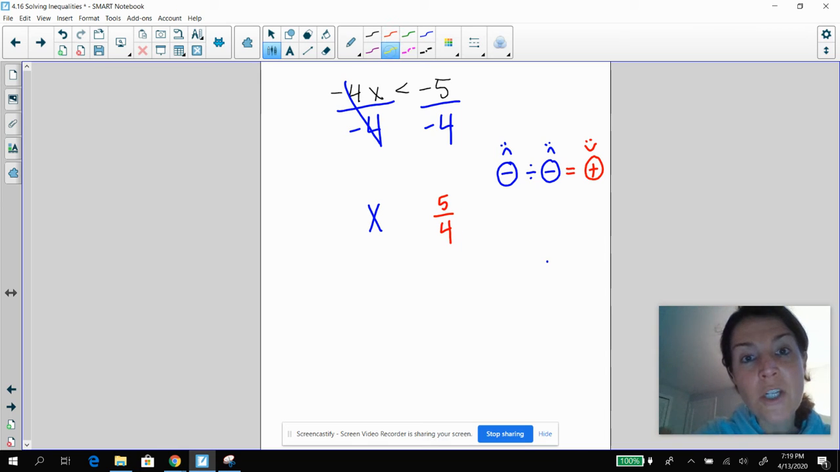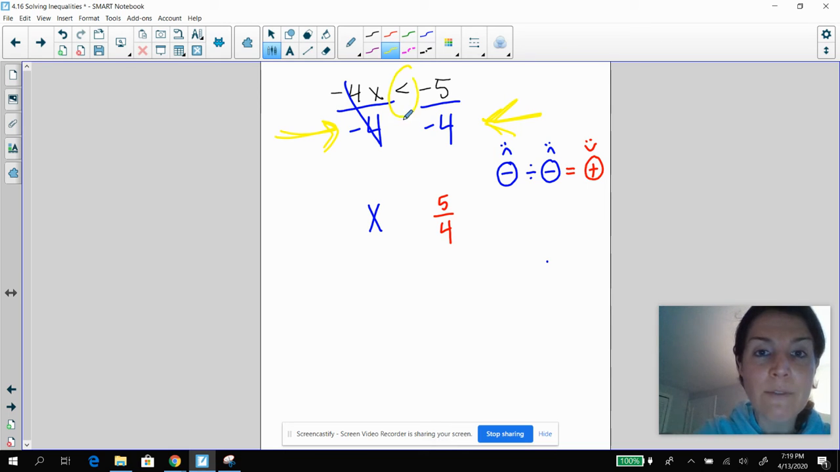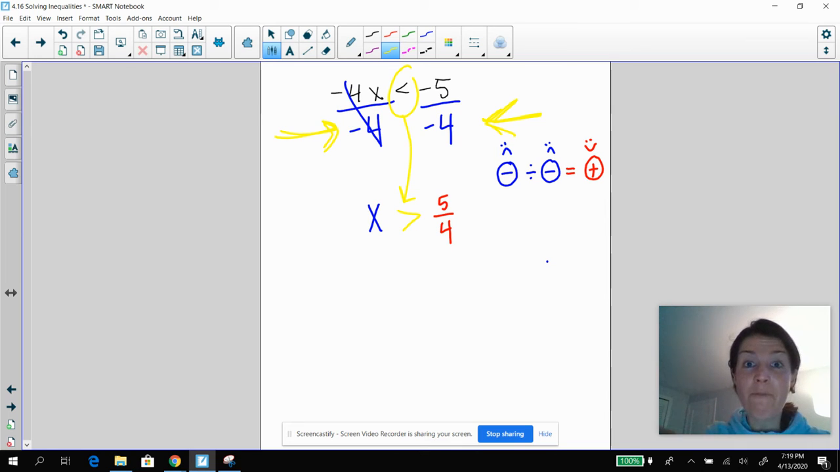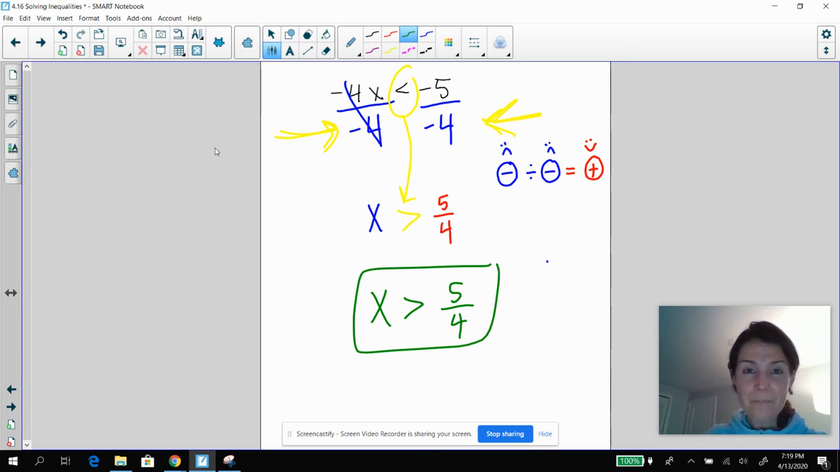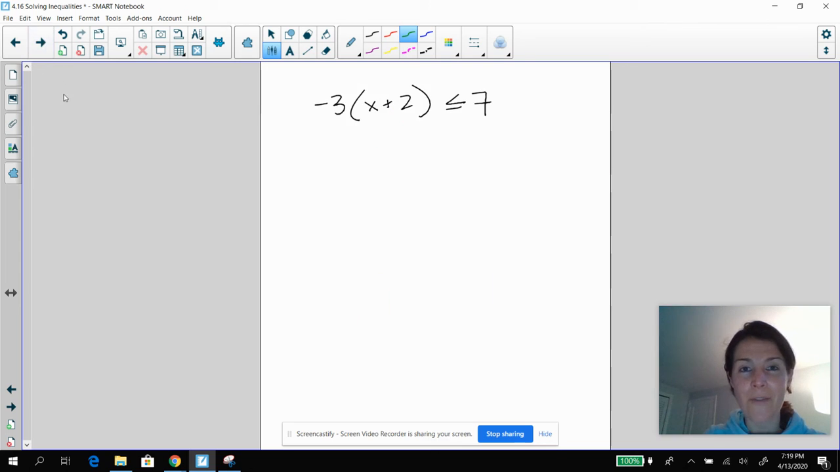But remember, we just divided by a negative. We divided by a negative, so I know that I have to flip this sign. So x is going to be greater than 5/4. That is your final answer. x is greater than 5/4. Cool? All right, let's do one more and then I'll let you go.